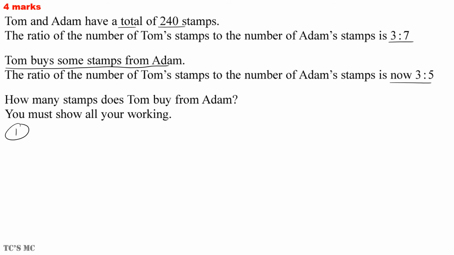Step 1, we need to work out how many they have each in the beginning. So we have Tom, Adam, and total. It is 3 parts to 7 parts, which gives us a total of 10 parts. The total number of stamps is 240.